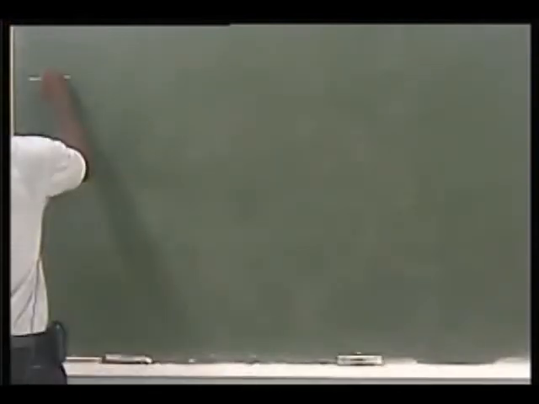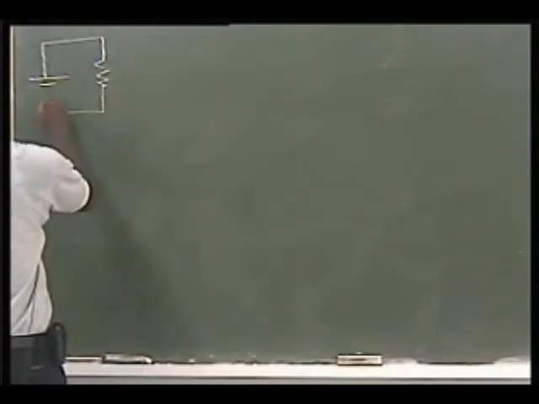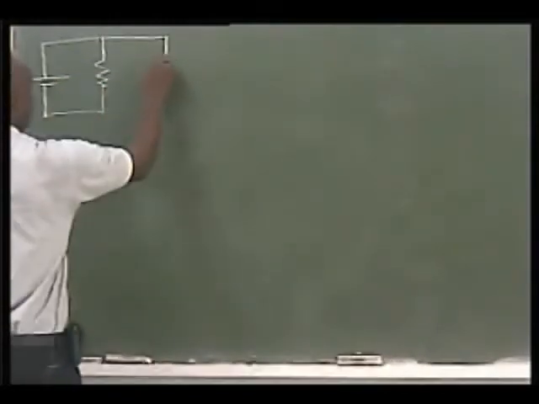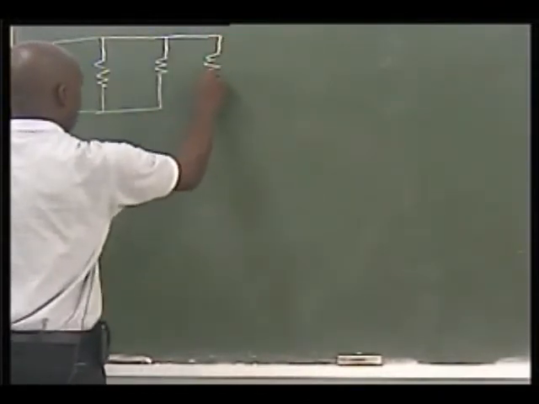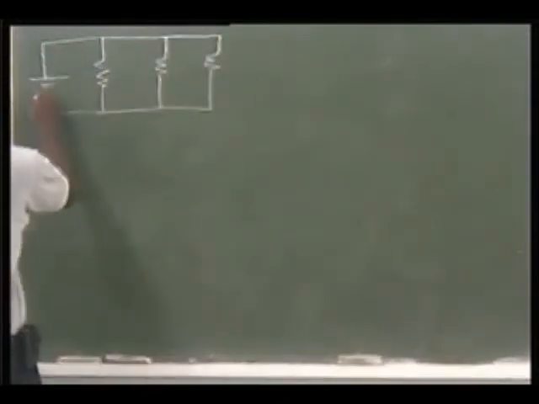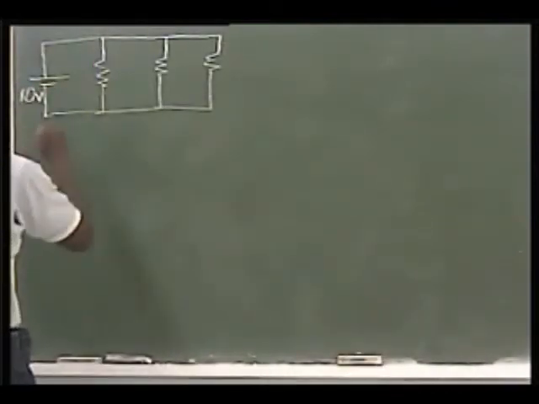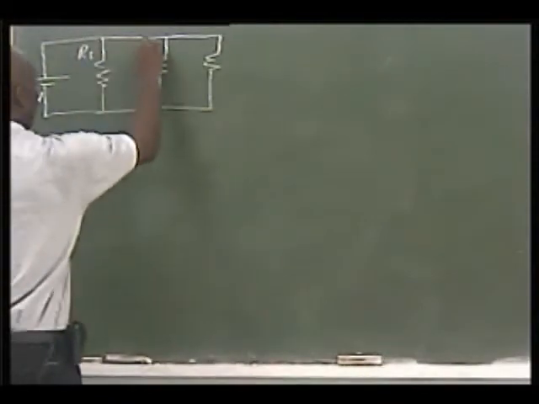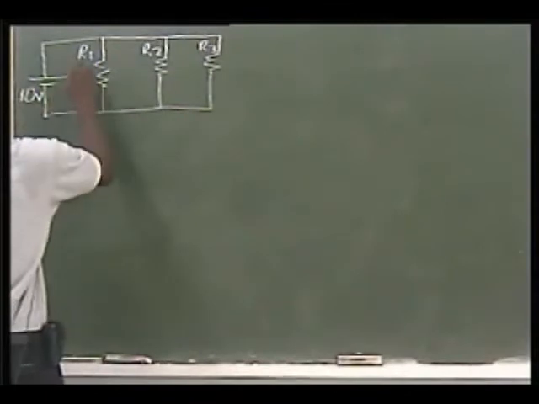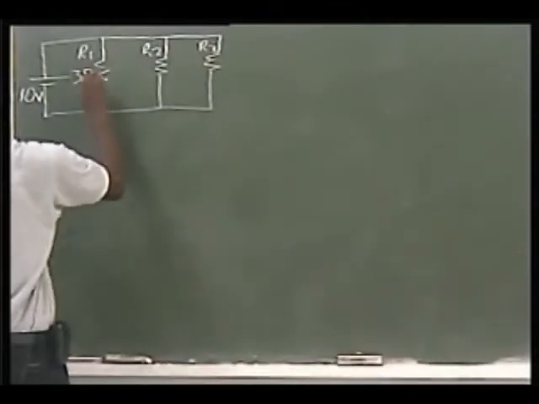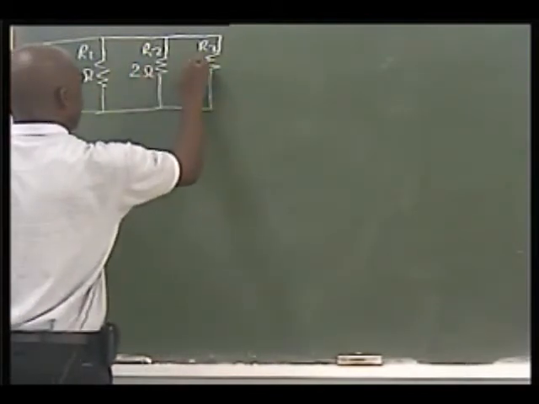Let's draw a circuit. Okay, we have our source voltage, 10 volts. We have R1, like we had before, R2, R3. The value for R1, we're going to call it 3 ohms. Value for R2 is going to be 2 ohms. Value for R3 is going to be 4 ohms.